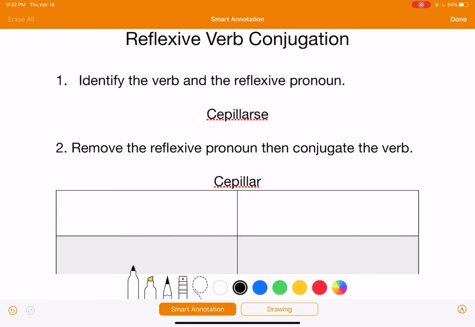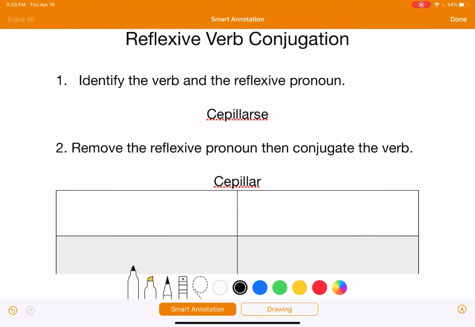All right, so let's talk about reflexive verb conjugation. I know that some of you might have struggled with this when we first learned it in class. We're going to review this. Hopefully, going through this review will help you at least be able to conjugate these verbs. There are multiple steps to the conjugation process.